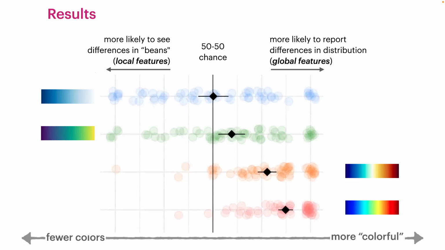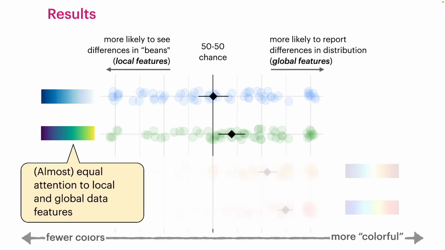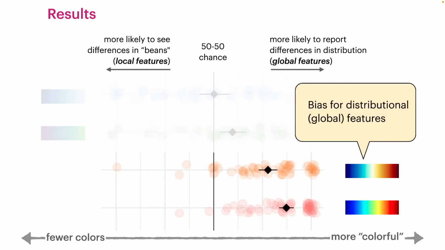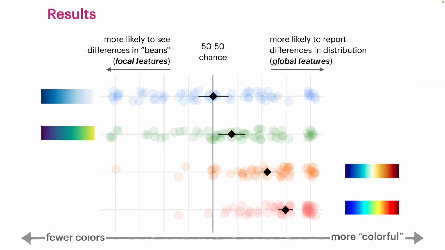Now, looking at the full range of responses among participants, we can see almost equal attention to local and global features with sequential color maps, like with VIS and with this single hue blue color map, both of which have a limited amount of hue variation. By contrast, with a rainbow and a colorful diverging color map, we see a clear bias for the global distributional features that we have in the data. Overall, the level of bias is quite predictable based on how colorful the visualization is.